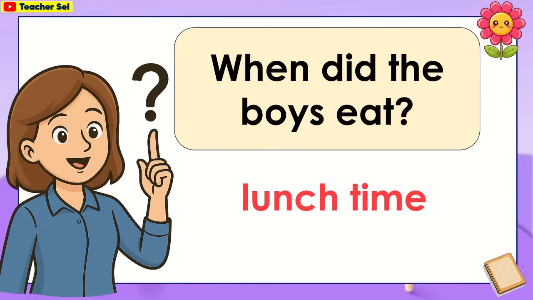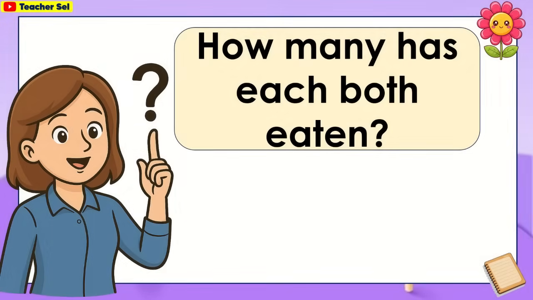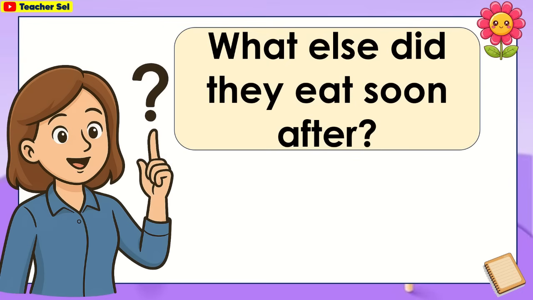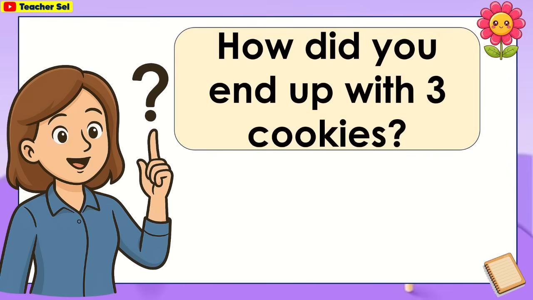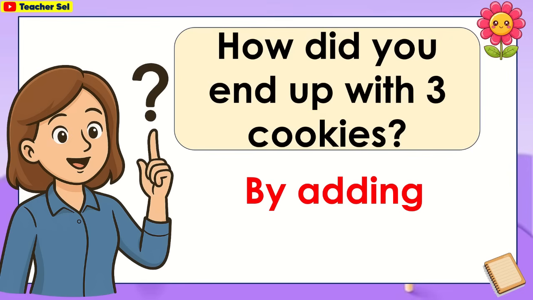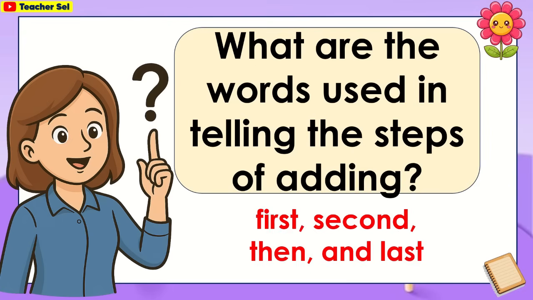When did the boys eat? During lunchtime. What did they eat? Corn cobs. How many has each of them eaten? 5 and 3. What else did they eat soon after? Cookies. How many did they eat in all? 3. How did you end up with 3 cookies? By adding. What are the words used in telling the steps of adding? First, second, then, and last.